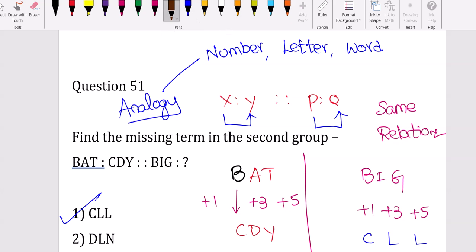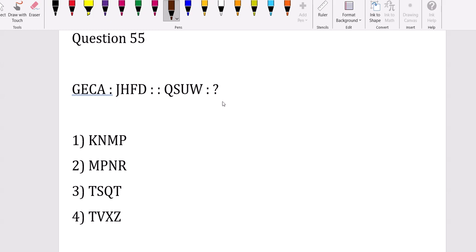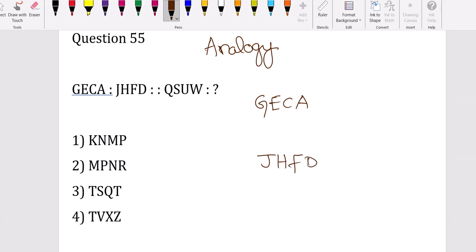Clear with this question? One more question related to the analogy concept. This is in terms of letters. Analogy in terms of letters. GECA is, with some logic, given as GHFD. Now QSUW in the same way is mapped as what? QECA is given as JHFD. QSUW is given as what?